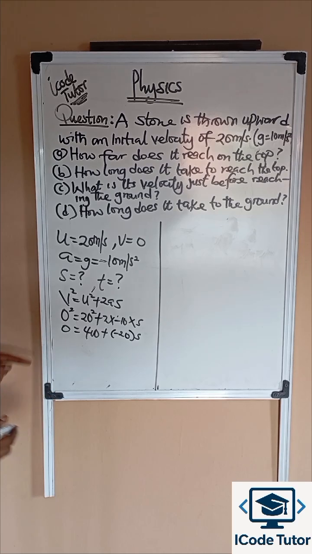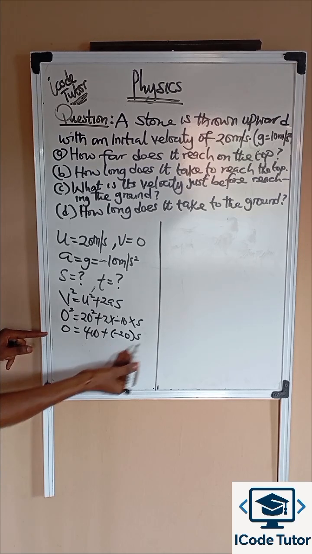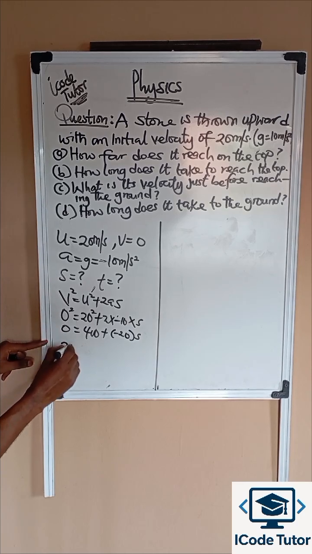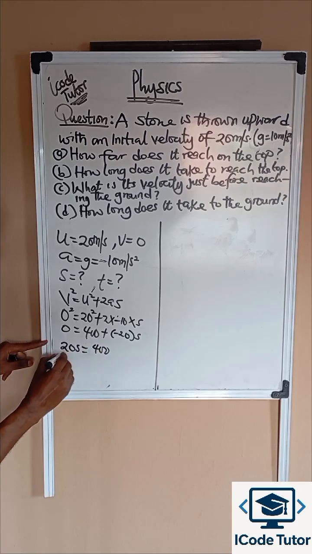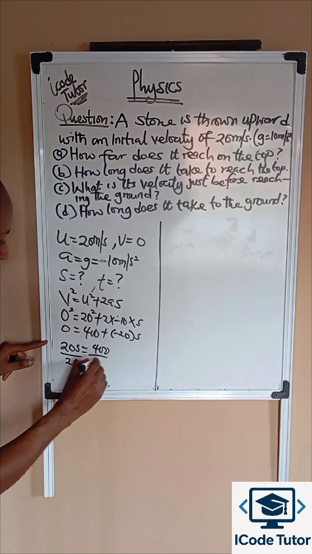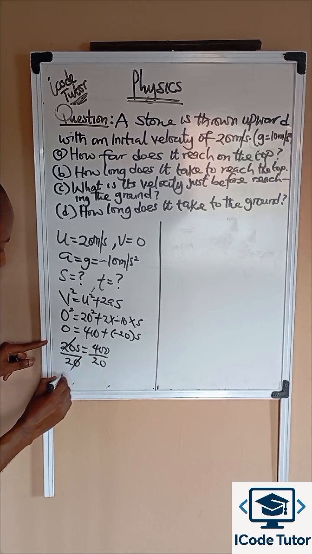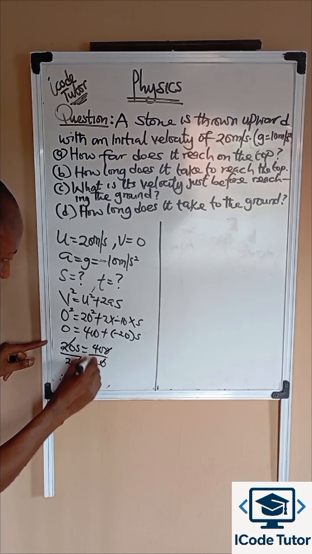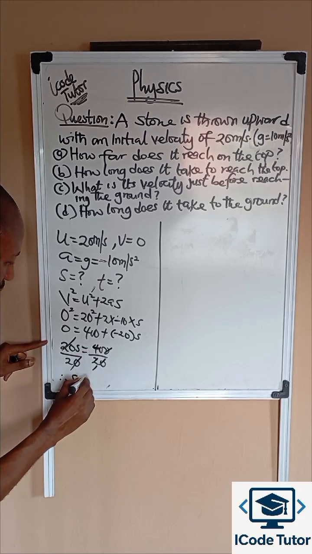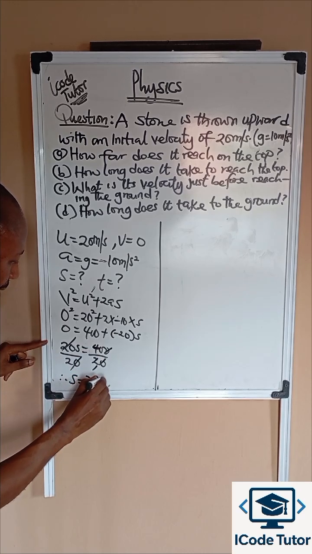Now, the next thing to do, let's transfer this negative 20x outside. That's 20x equals 400. Since we want to know the value of distance, we divide both sides by 20. Therefore, our x equals 20 meters.